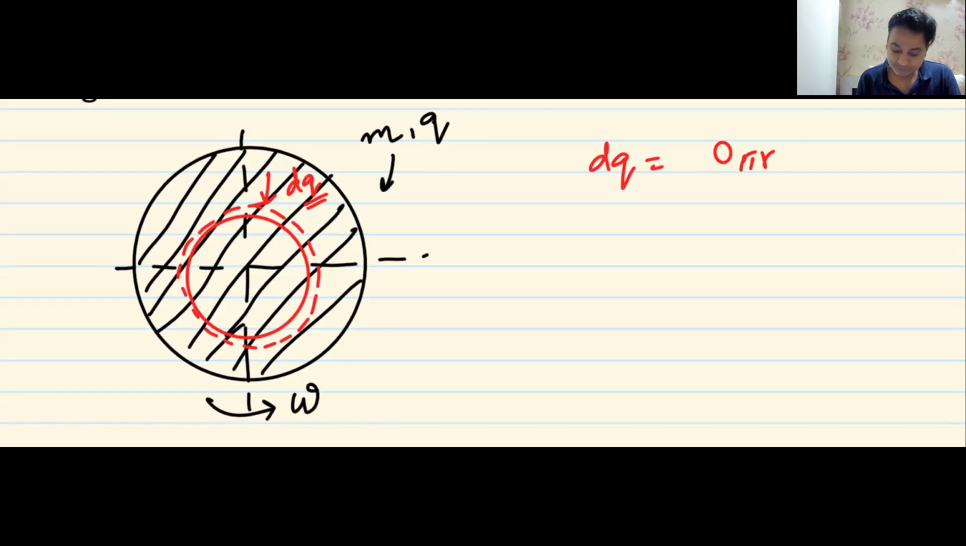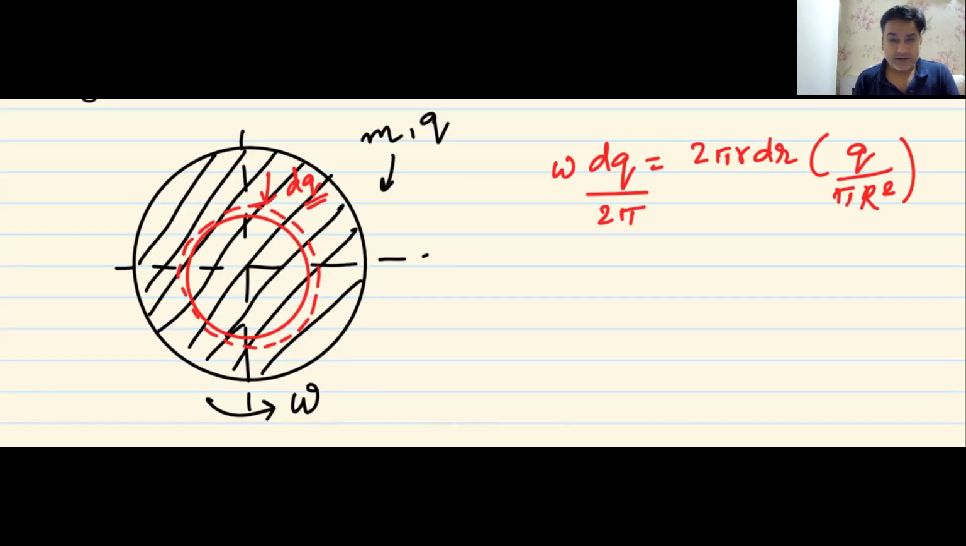Yes or no? That small ring will have a small charge, which is 2 pi r dr, the area, multiplied by q divided by pi capital R square. Yes or no? Now you divide this dq by 2 pi by omega, you will get the current. Now, once you get the current, this current would be your di. Yes or no?